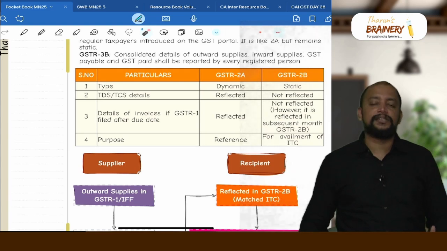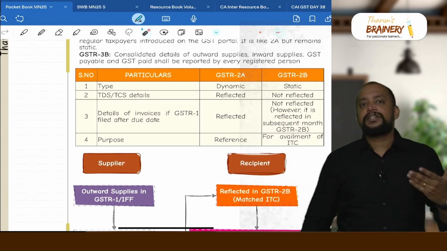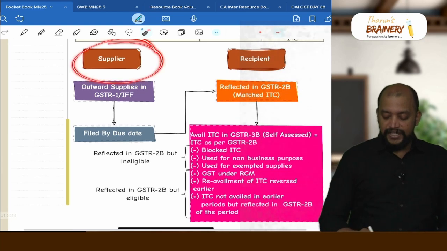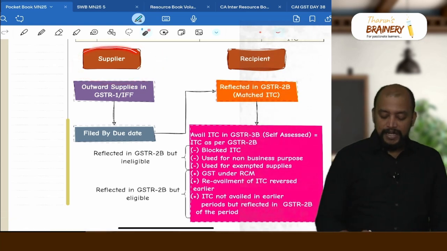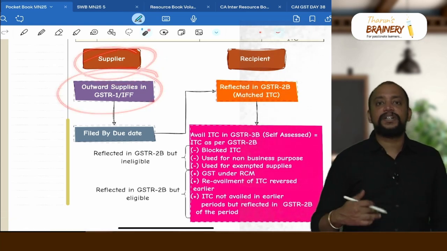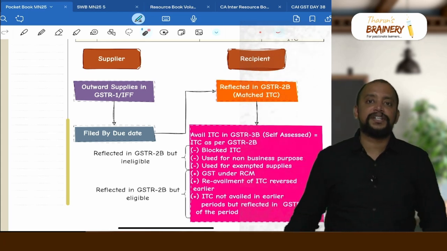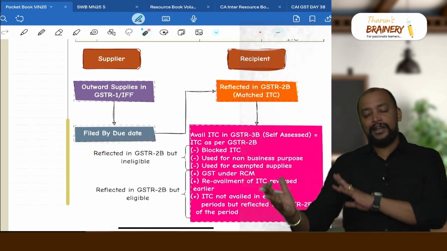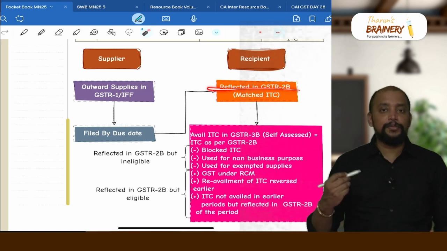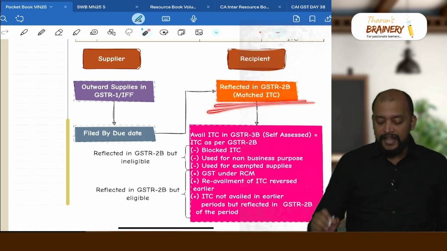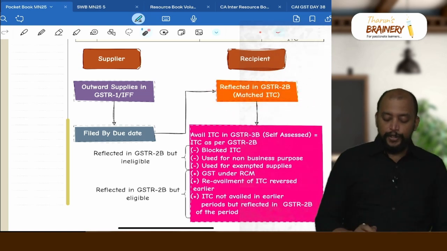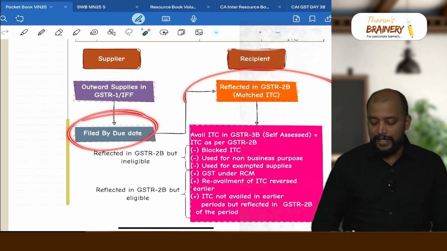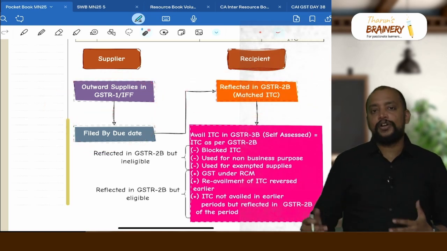That matched ITC is that ITC which is reflected in GSTR 2B of a registered person. First we will see the GSTR 2B. The supplier has furnished his outward supply details in GSTR 1 or invoice furnishing facility, and that is filed by the due date. Based on that it will be reflected in GSTR 2B of the recipient, and this is called the matched ITC. Very importantly, the outward supplies should be filed in GSTR 1 by the due date, then it will come in 2B. This is called matched ITC.